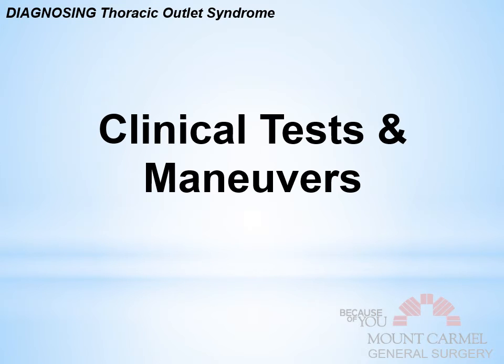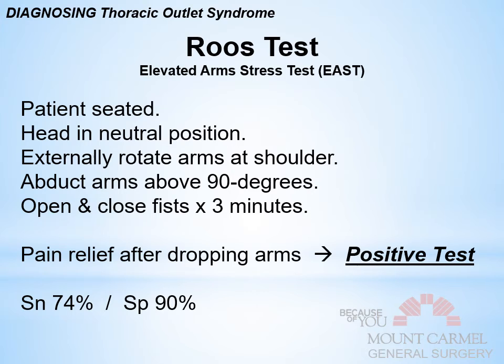There's a number of clinical tests and maneuvers you can use. We're going to talk through these pretty quickly because most of them really are not that helpful. All right, so first is the Roos test. This is where you put your arms by your side and reach up in the air, so you're making a 90-degree angle at your elbows.